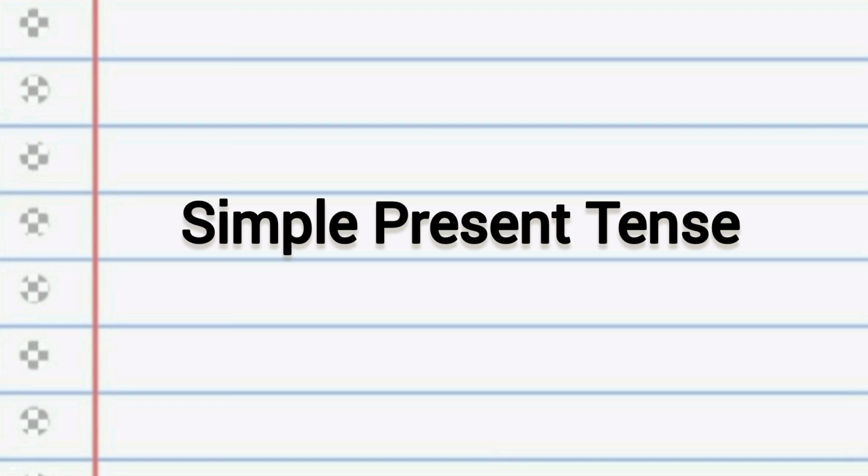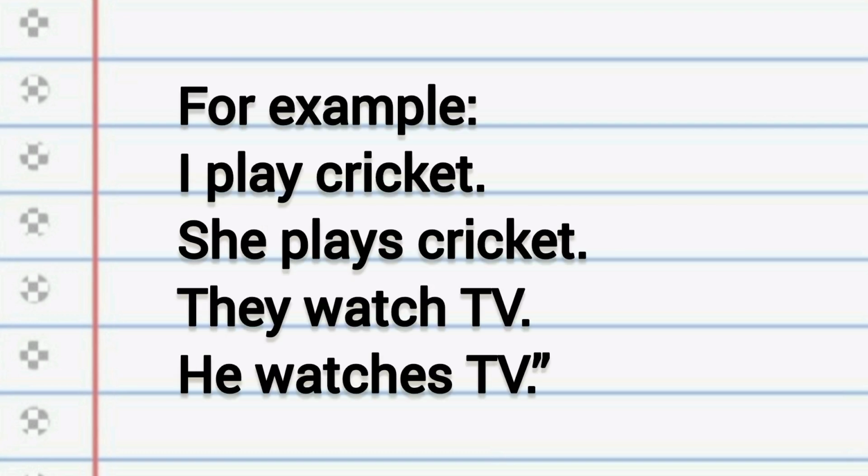The formula for the simple present tense is subject plus base form, first form of verb plus object. There is one important point to remember. We add s or es to the base verb when the subject is he, she, or it. For example, I play cricket. She plays cricket. They watch TV. He watches TV.